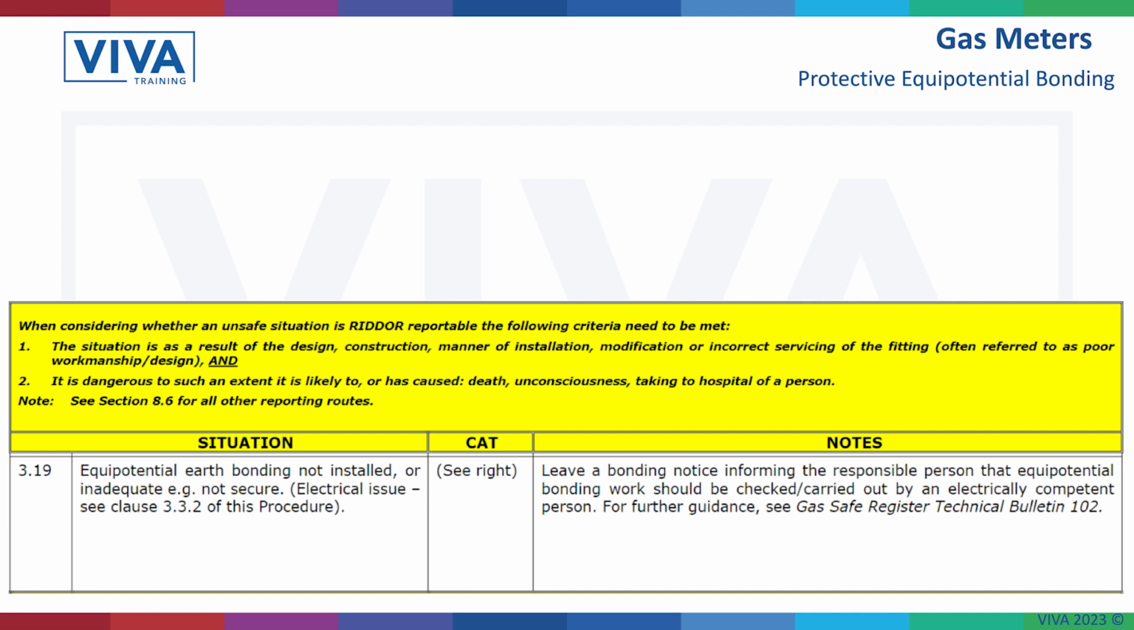Our responsibility as a gas engineer is to leave a bonding notice with the customer. That's what we've got to do to comply with the gas industry regulations. If we don't do that, we're not complying with the gas industry regulations. So we could be brought to task about that, and it's all making sure that we're doing our job properly.